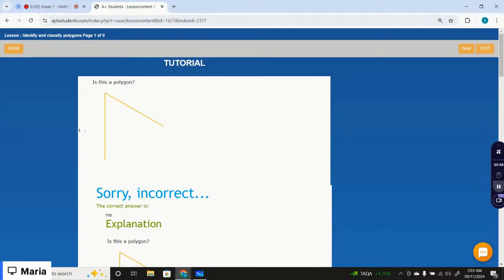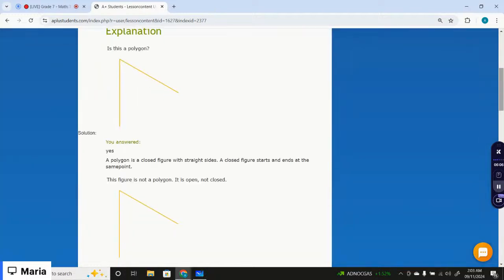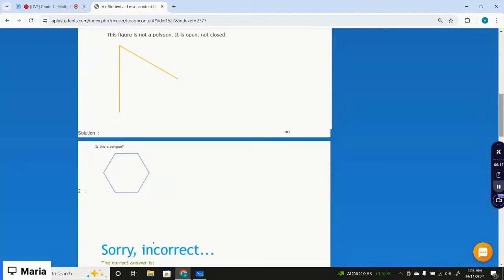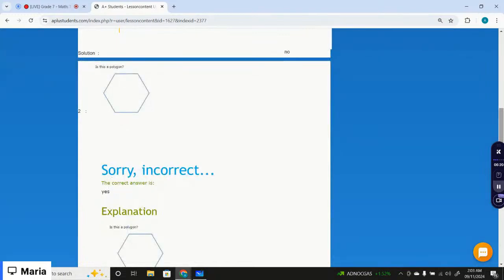Is this a polygon? No, this isn't a polygon, right? This isn't a closed shape, so that is not a polygon. A polygon is a closed figure with straight sides. A closed figure starts and ends at the same point. So this is open, not closed, so that is not a polygon. Okay, the next one: is this a polygon? So the correct option is yes, it is a polygon, right?